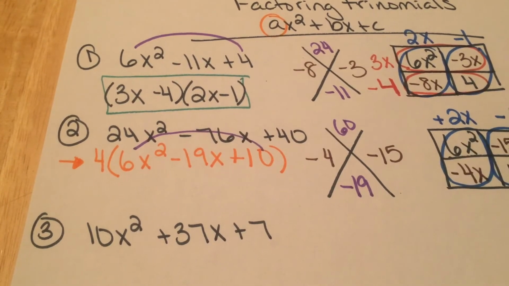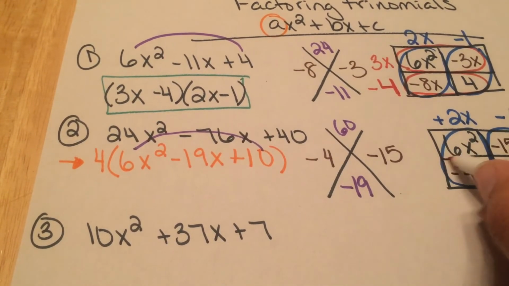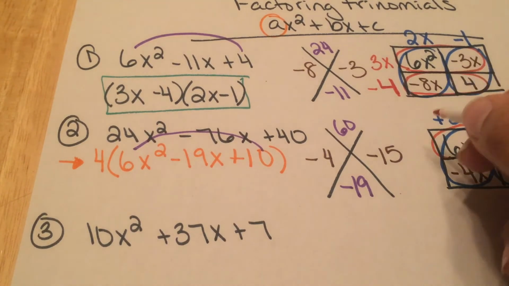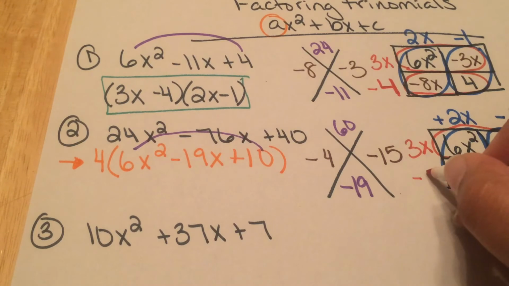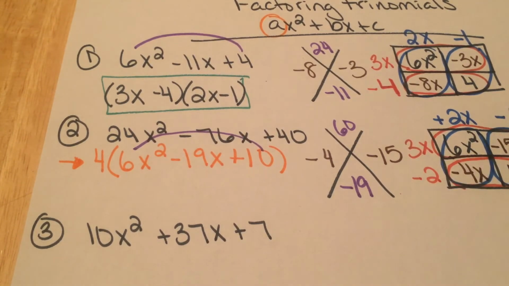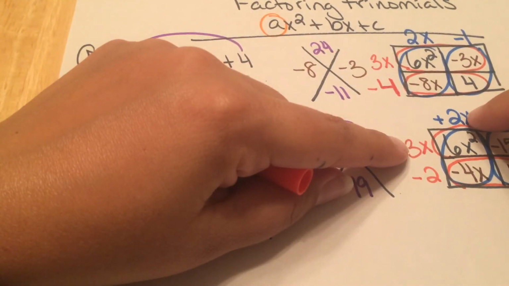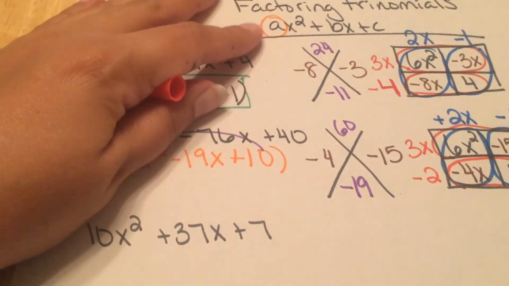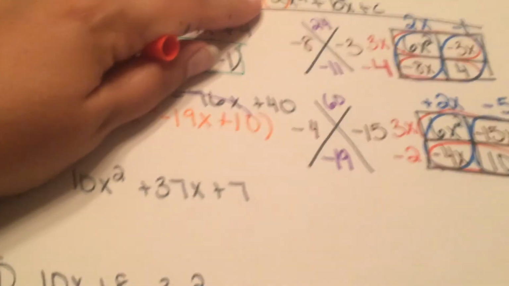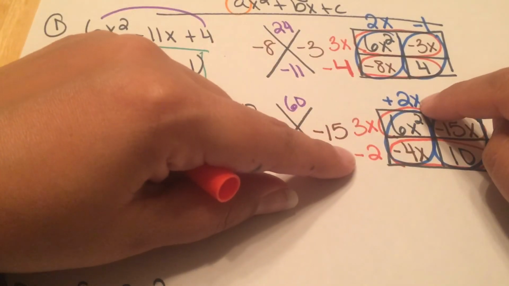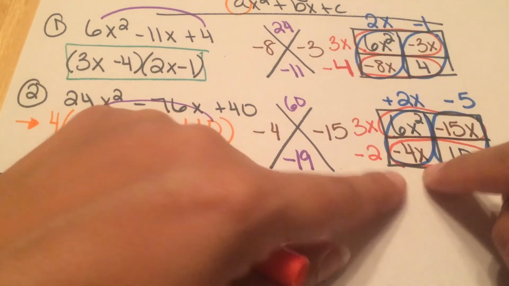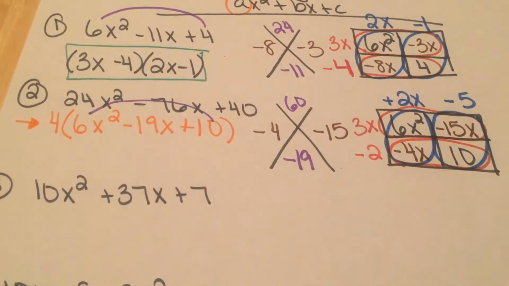Let me get my red marker. Our GCF between 6x squared and negative 15x is going to be 3x. And our GCF between negative 4x and positive 10 is going to be a negative 2. Again, if we want to go ahead and check our multiplication, it's not a negative 2. Oh my goodness. 2x times 3x does give us 6x squared. 3x times negative 5 gives us negative 15x. 2x times negative 2 gives us negative 4x. And negative 2 times negative 5 is 10.